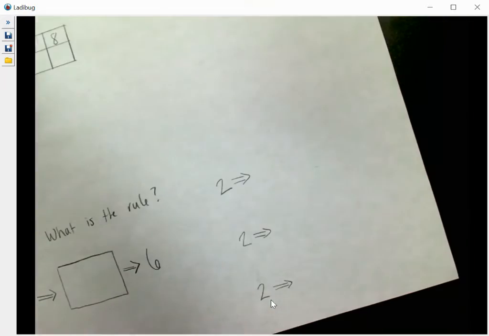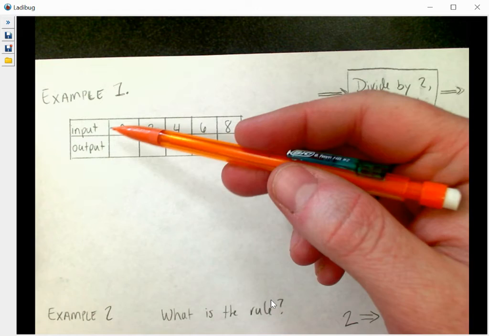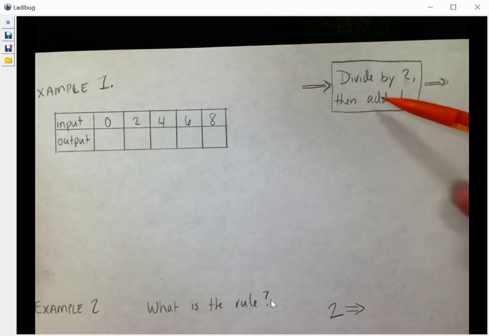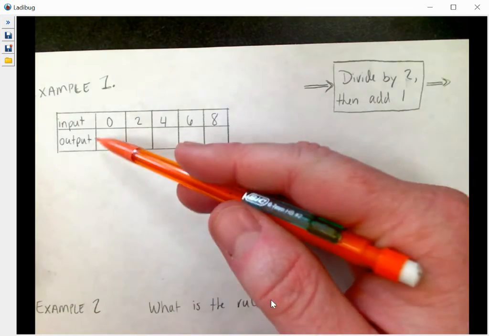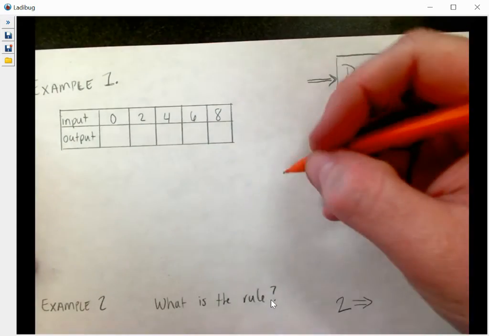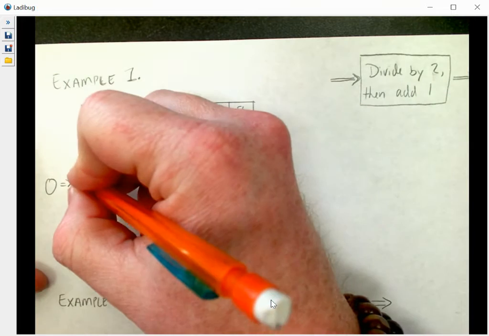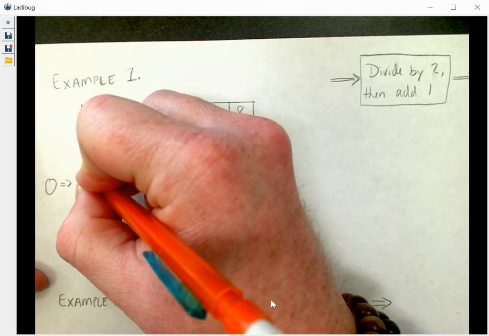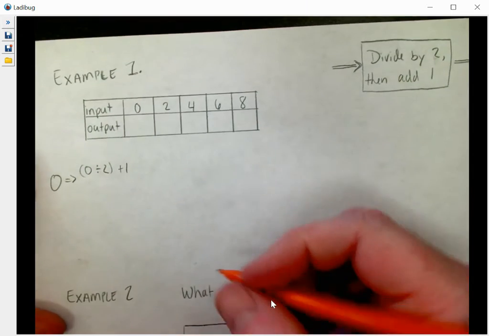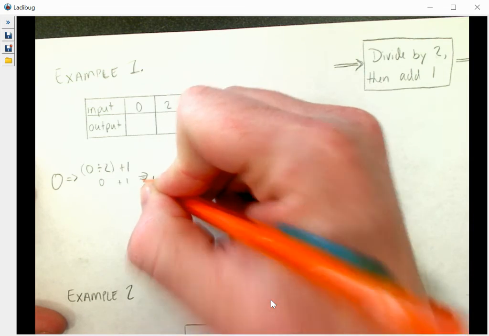So let's look at some examples here. So imagine that you're given this input-output table, some inputs, but no outputs, and you're given this rule. Divide by 2, then add 1. You can take all of your inputs, apply this rule, and get a very specific number as an output. So for example, if I use 0, it tells me, okay, I divide my input by 2, 0 divided by 2, and then I add 1. So 0 divided by 2 is 0, plus 1 is 1. So my output is 1.